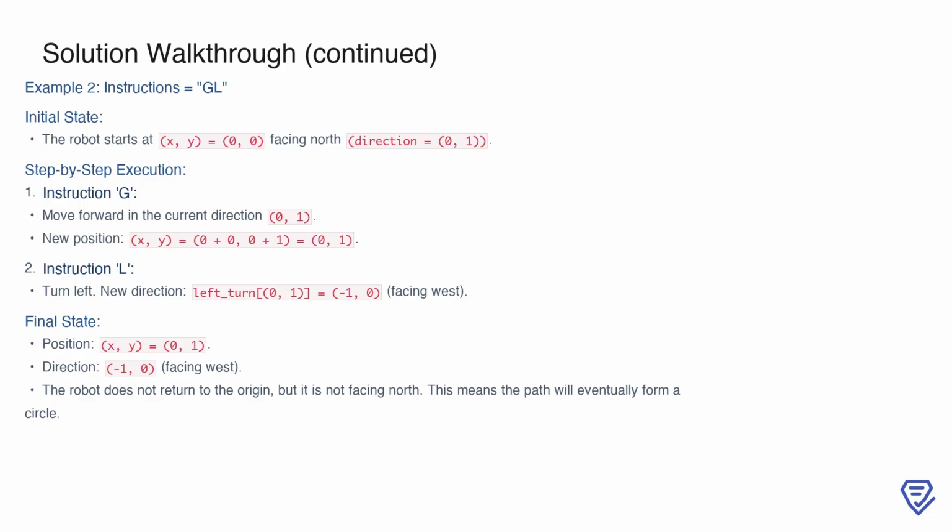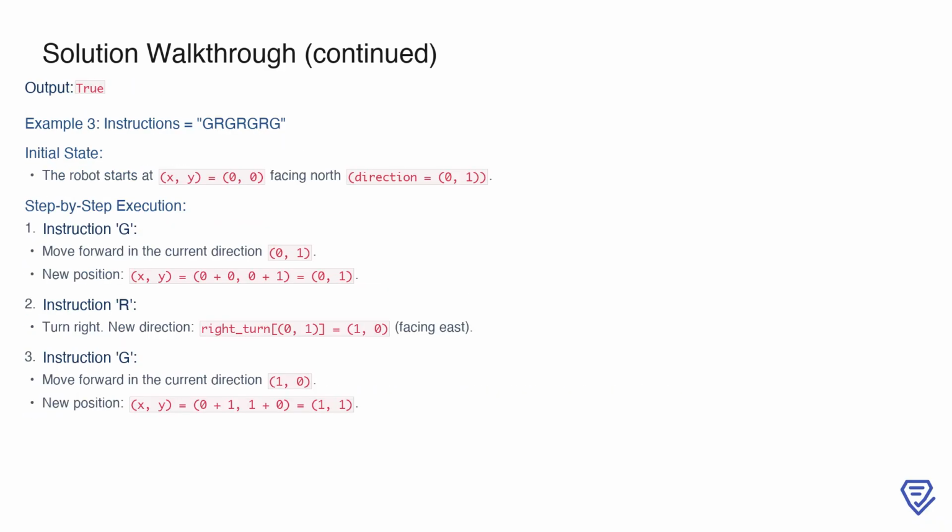While the robot does not return to the origin immediately, the fact that it is no longer facing north indicates that the path will eventually form a loop. This guarantees that the robot is bounded in a circle. Because the robot will eventually form a circular path, the output for this example is true.